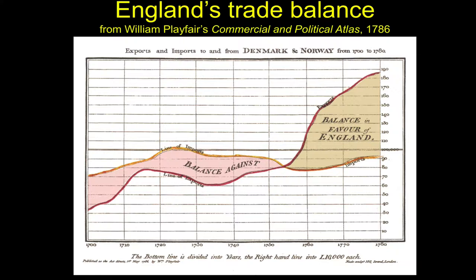Okay, anyway. So it's exports and imports. The top says exports and imports to and from Denmark and Norway. This is relative to the UK, from 1700 to 1780. So on the bottom axis, from the left is 1700 to 80 years later. The text over the orange line reads line of imports. The text under the red line reads line of exports.